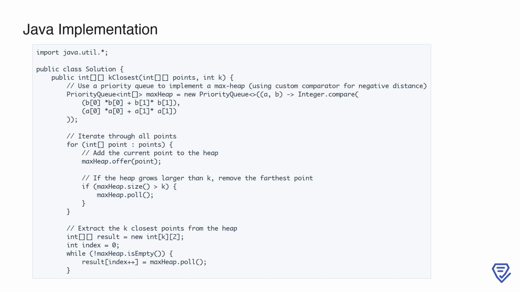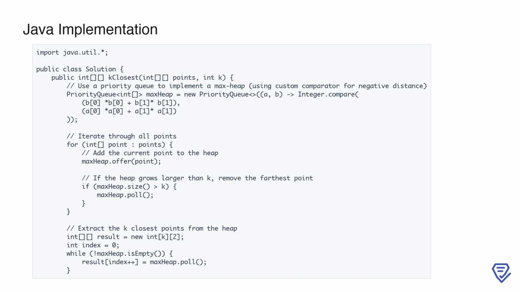Here, we're using a priority queue to solve the problem of finding the k closest points to the origin. The idea is to leverage a max heap, which we implement using a custom comparator. This comparator sorts the points based on their squared Euclidean distance from the origin, but in descending order. This ensures that the point farthest from the origin is always at the top of the heap.